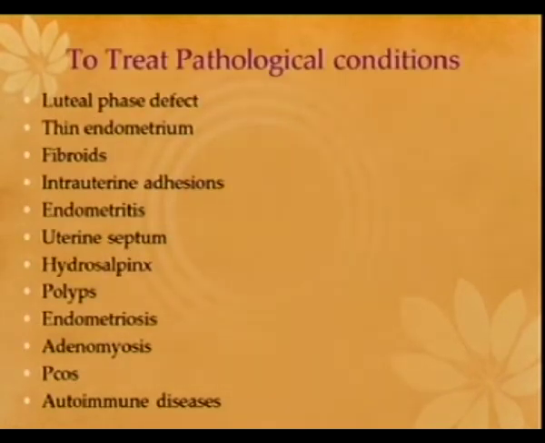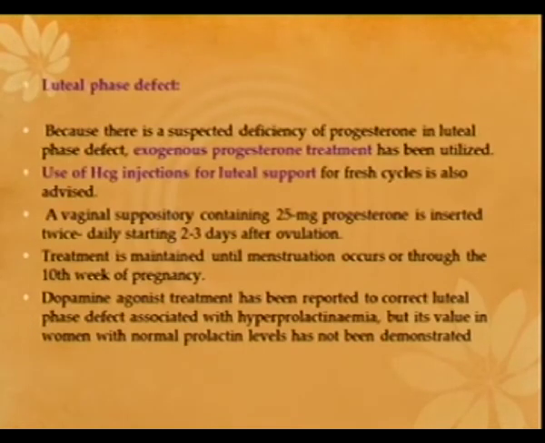Now you have to treat the pathological conditions appropriately. Luteal phase defect could be inherent in the patient, or it could be iatrogenic. Then there are the thin endometrium, fibroids, intrauterine adhesions, endometriosis, uterine septums, hydrosalpinx, polyps, adenomyosis, PCOS, and autoimmune diseases. There's a long list of these pathological conditions, out of which the luteal phase defect can be aptly corrected with the use of exogenous progesterone treatment. Also, the use of HCG injections in small doses for the fresh cycles could be advised.